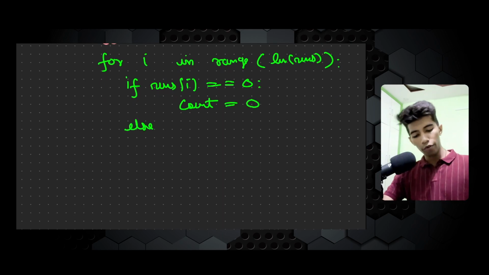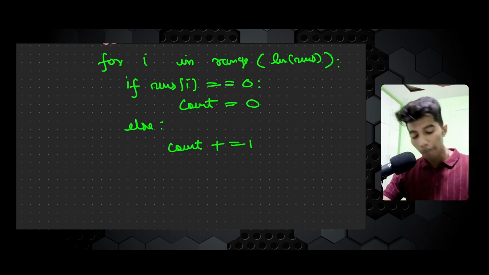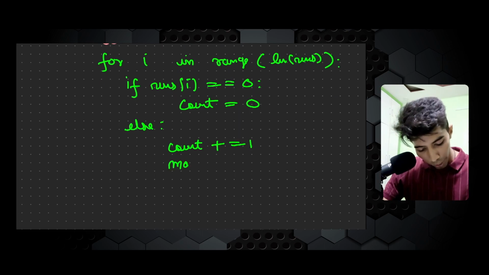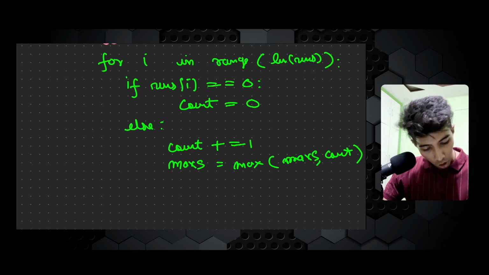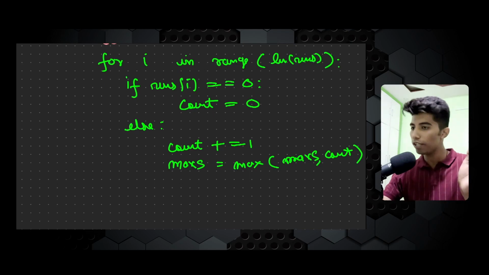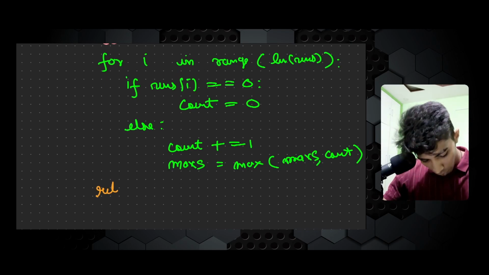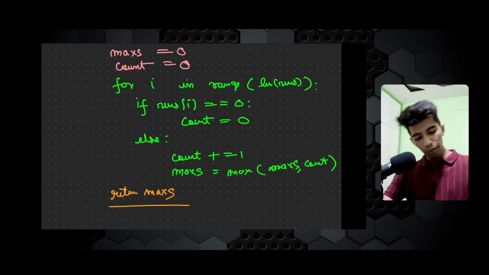Else, if this does not happen, then I will increment the count by 1, and after incrementing the count by 1, I will do one step which is checking the global maxima. So my max will become the max of max and count. Just by this I will be checking the values, and after the successful check I will return the max. Pretty much simple. This is the code only.